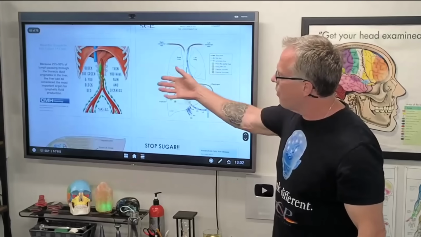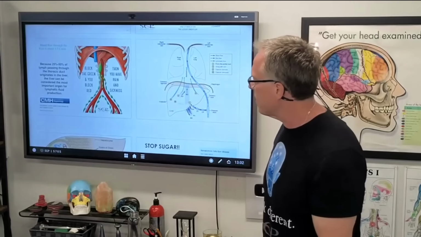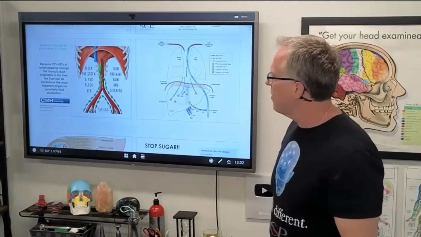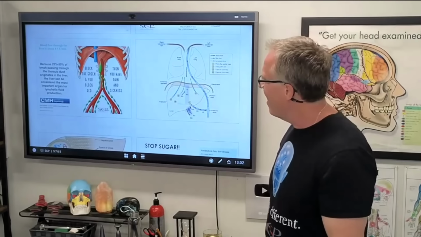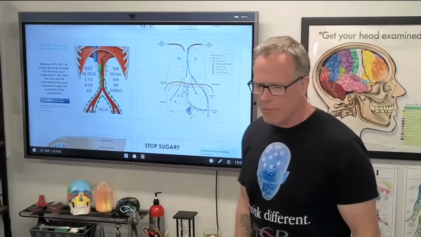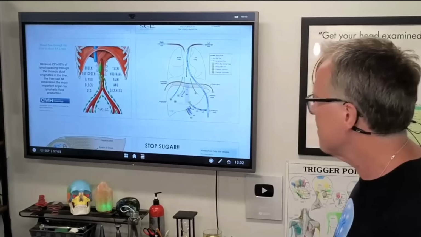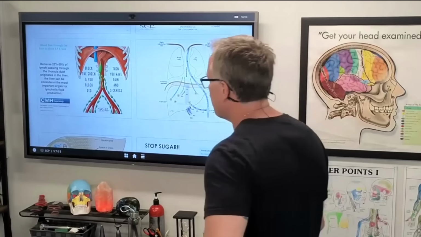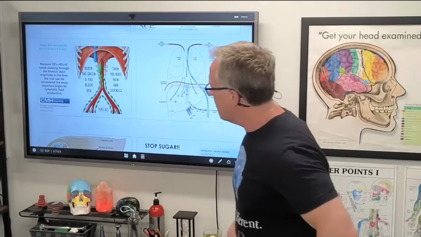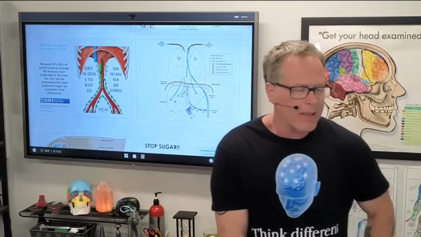And then look, 25 to 50% of the lymph passing through the thoracic duct originates in the liver. The liver can be considered the most important organ for lymphatic fluid production. I'm going to read that again. The liver can be considered the most important organ for lymphatic fluid production. So if you have a lymph issue, you therefore, i.e., have what?